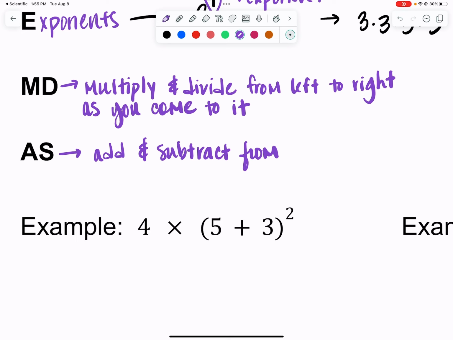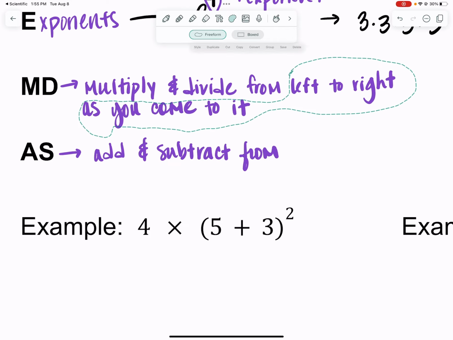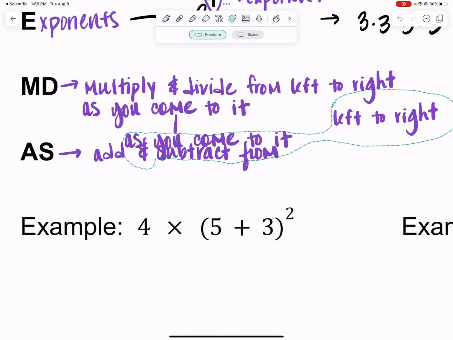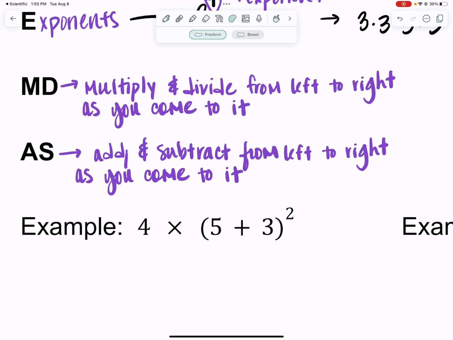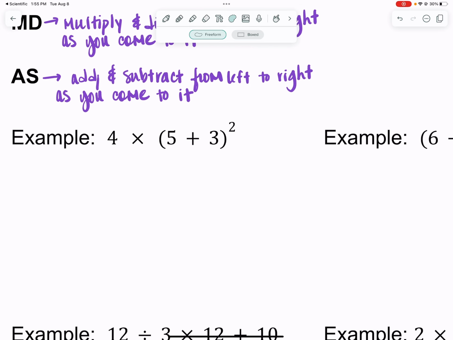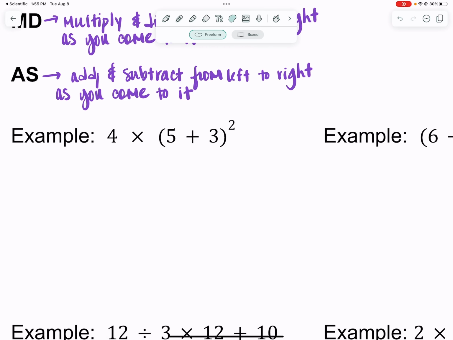I am going to cheat and copy and paste this part right down here. So let's go try it.